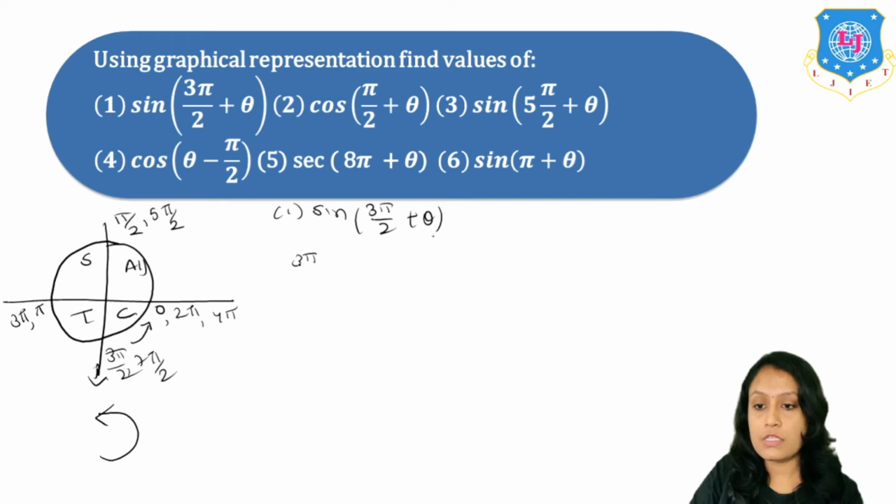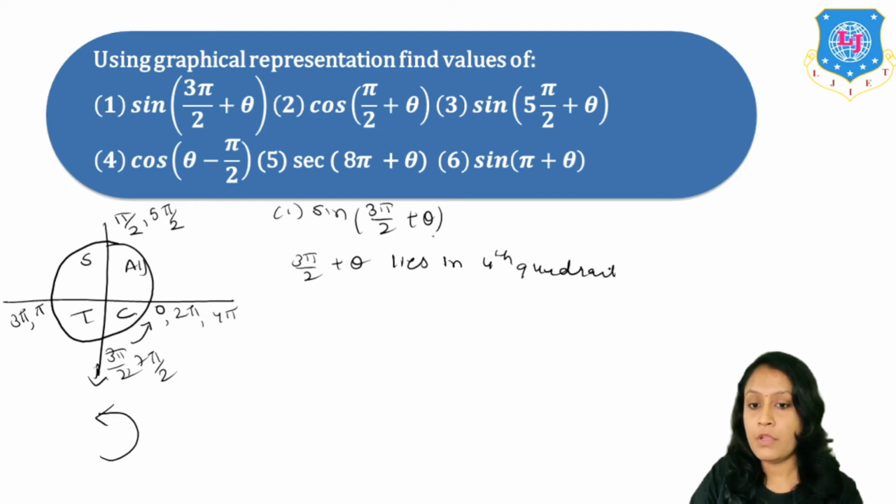Okay, so 3 pi by 2 plus theta lies in the fourth quadrant. All right, now in the fourth quadrant, cos and sec are positive, all other terms are negative. Here we have pi by 2, so this sine will become cos, so the answer is minus cos theta.